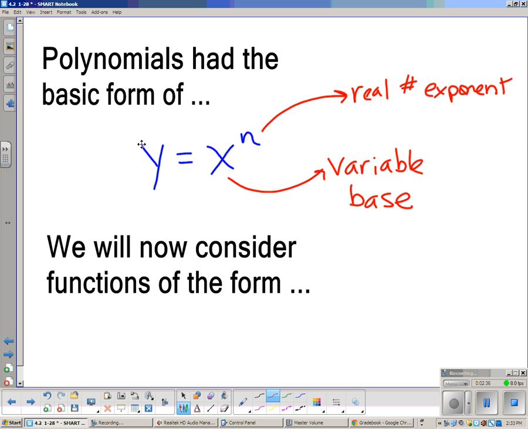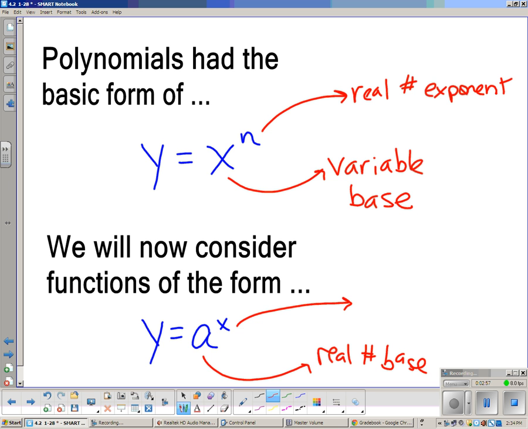What we're going to consider now is a function in just a slightly different form. Y equals a to the x. So for this one, our base is now the real number, and our variable is the exponent. So we're switching those two around when we talk about an exponential function.